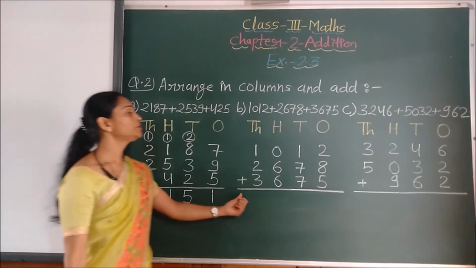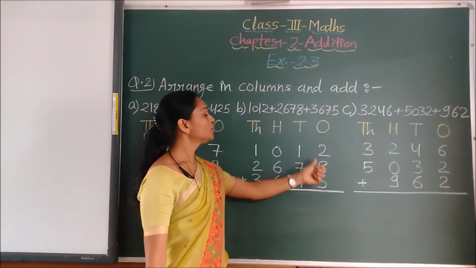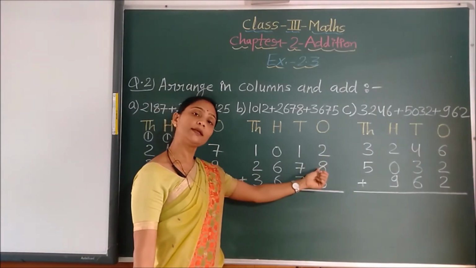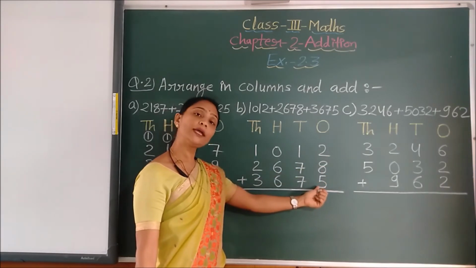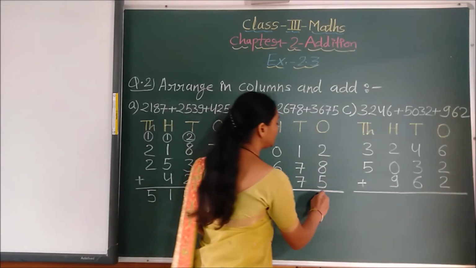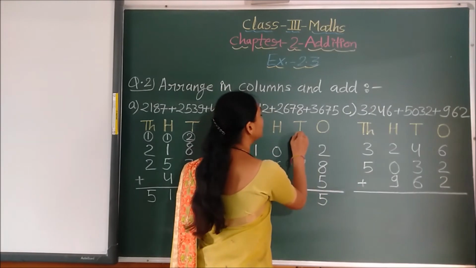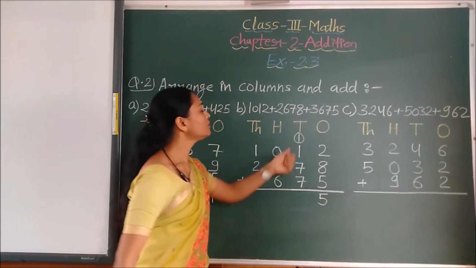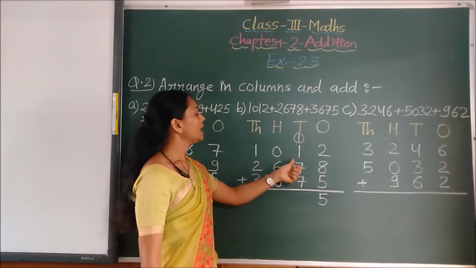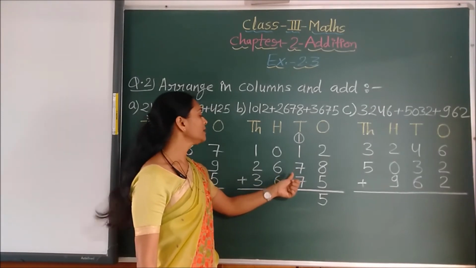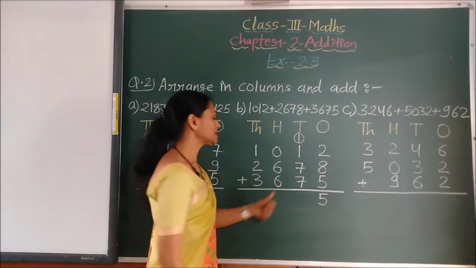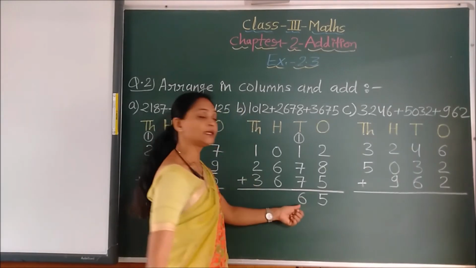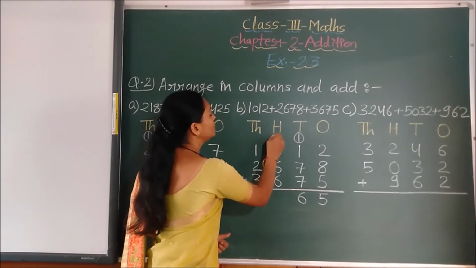5,151. Now we have to do this one. See, 2 plus 8, 10, and 10 plus 5, 15. So we got here 5 and 1 carry over. Now 1 plus 1, 2, and 2 plus 7, 9, and 9 plus 7, 16. So we got here 6 and 1 carry over.